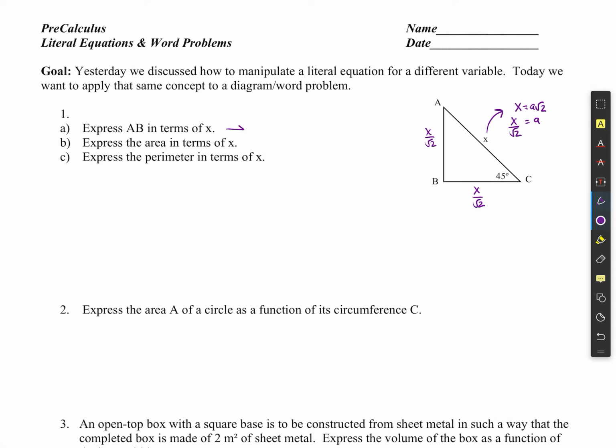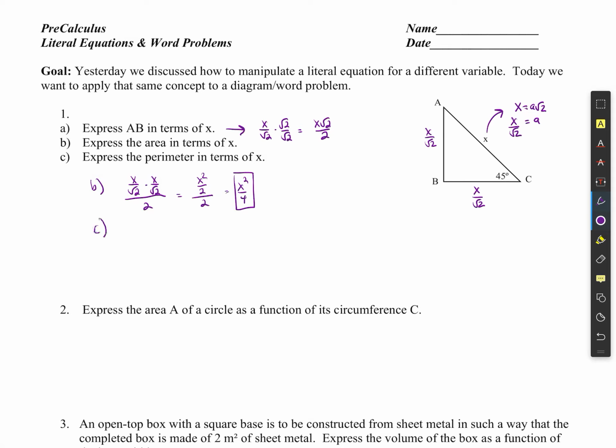Problem A says, what's the length of AB? Well, it's x over rad 2. But as we know, we can't leave it like that. So we get x rad 2 over 2. B, area formula: base times height all over 2. If I multiply across, I get x squared over 2 over 2, which gives me x squared over 4. So the area in this situation is x squared over 4.